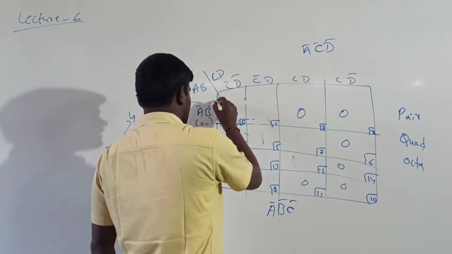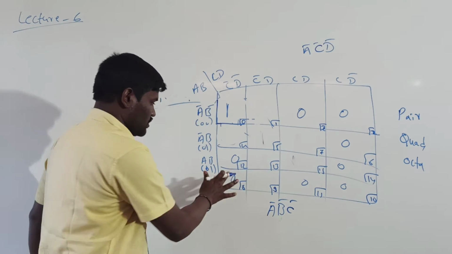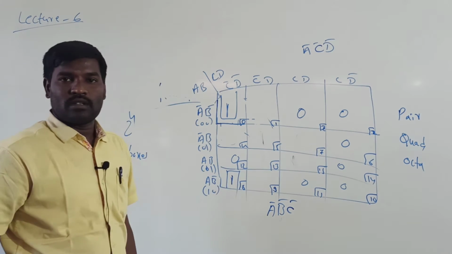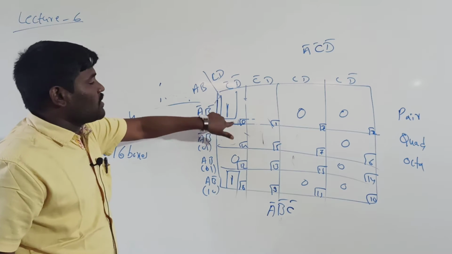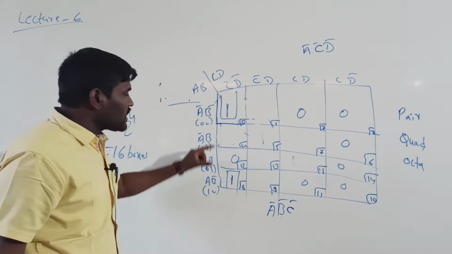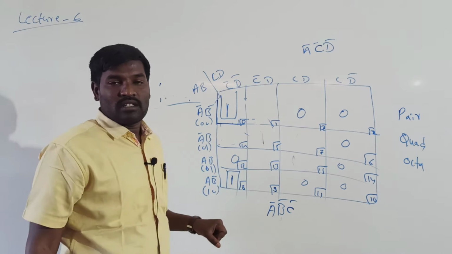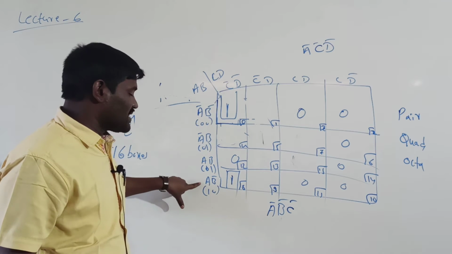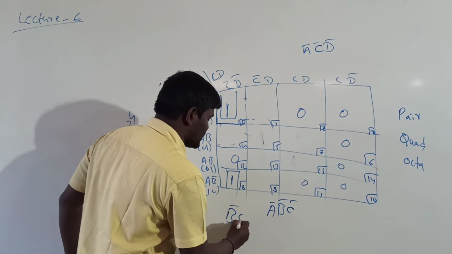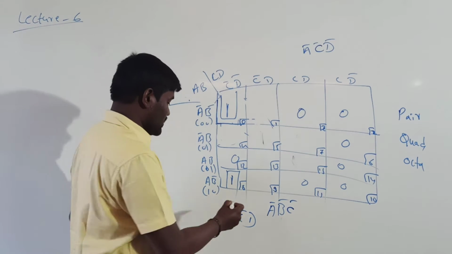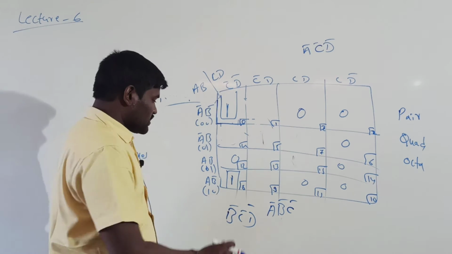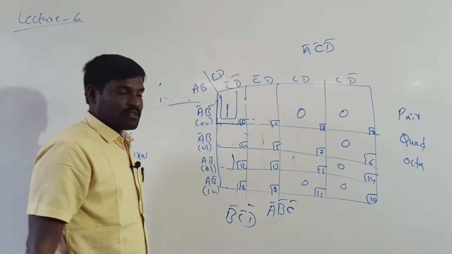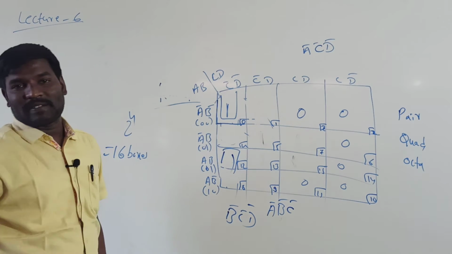Suppose see here, 1 is there, here also 1 is there, again it is a pair. 1 is present in top and bottom, again these two act as a pair. The result of these two: the column name is the same, here A bar, B bar is there, here A, B bar is there, so that is B bar, C bar, D bar. So this is the result. Suppose instead of writing 1 here, I write something else, then this is not a pair.